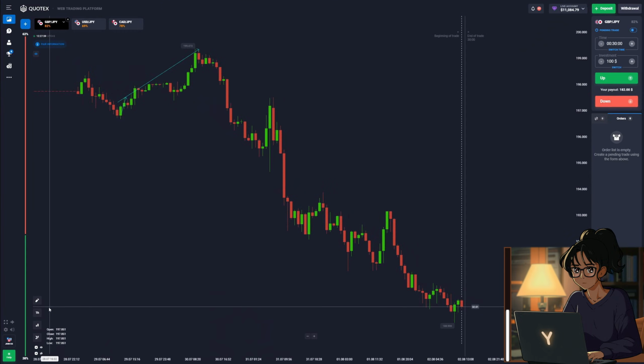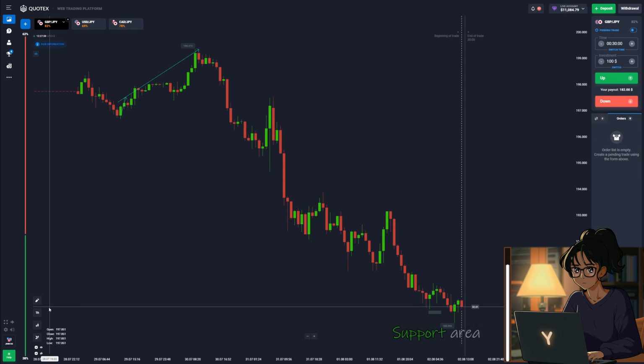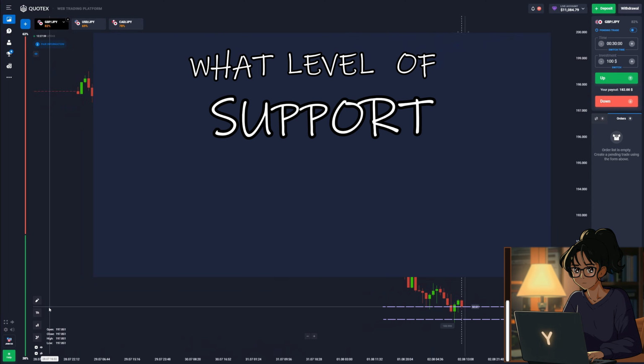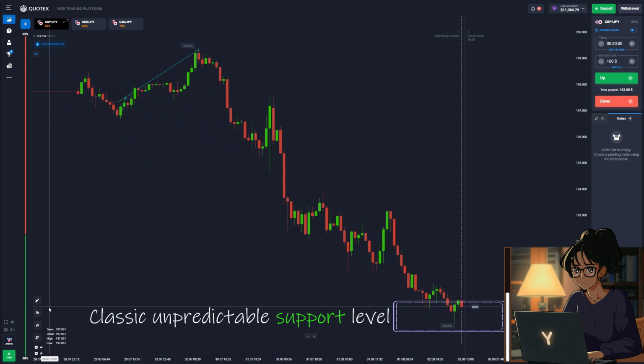What do we have here? A strong downward movement. Let's look for a short position again. I've noticed a support zone here, but you might ask, what level of support is that? Well, only about 8 candles have reacted to it. And my answer is, just look at the time frame. It's 1 hour, so I can assure you this is a classic, unpredictable support level.